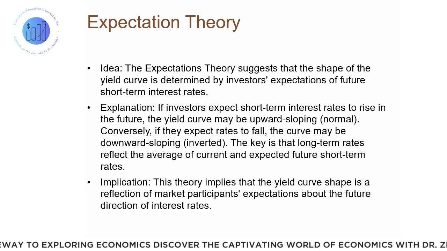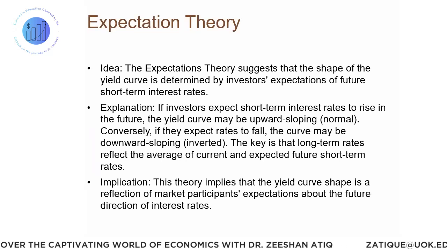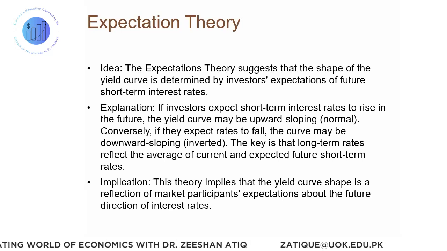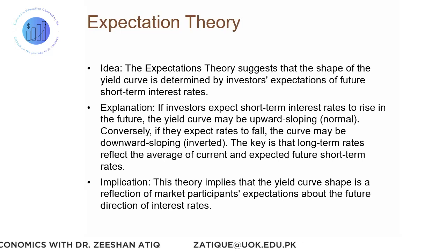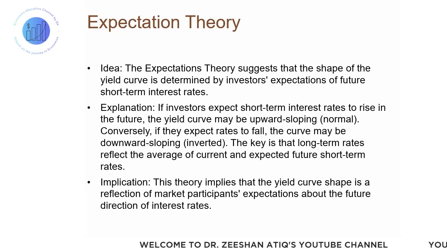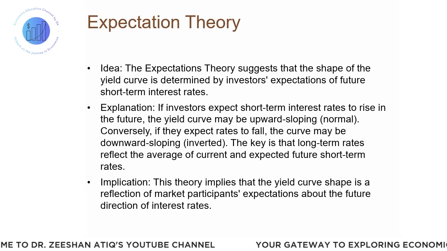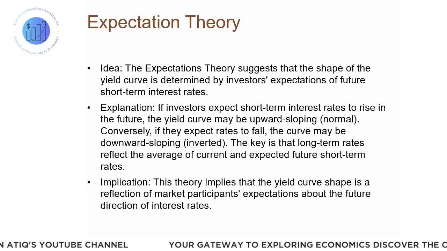Like say, for example, what returns are you expecting in the 1 year investment today, the 1 year investment in the next year, and the 1 year investment in the next to next year? If you are thinking to make investments over the next 3 years, you will calculate the average and find out what exactly the return is that you are expecting from your investments. So the expectations theory suggests that the shape of the yield curve, the curve that plots the interest rates against the time period, is determined by the investor's expectations of the future short-term interest rates. Now, what is the explanation of this idea?